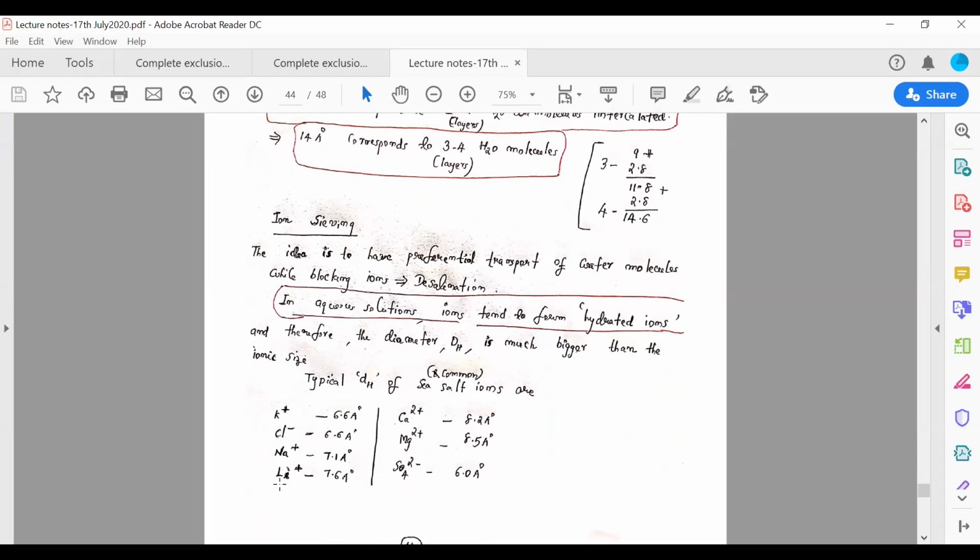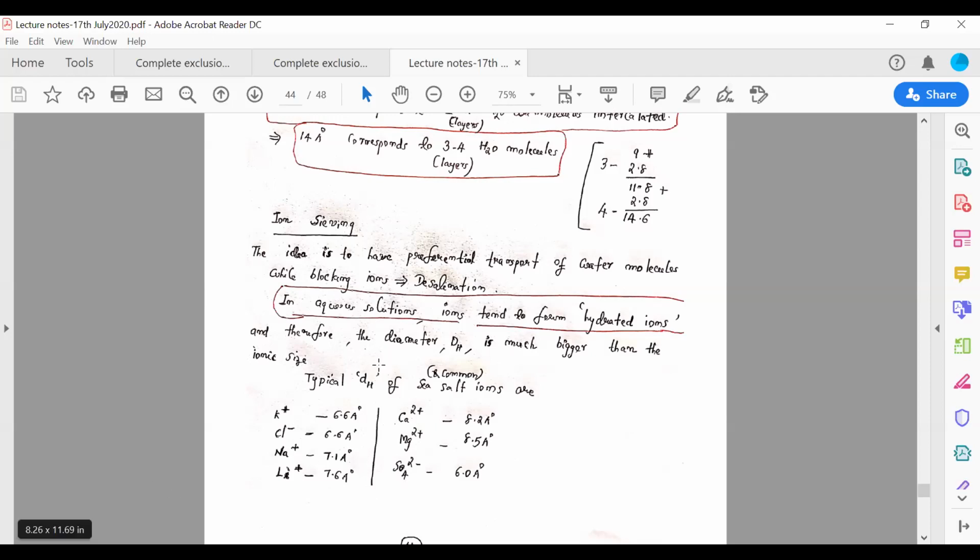But in the case of hydrated ions, the sizes are something like this, because we know that the water molecule size is 2.8 Angstrom. So you can imagine that on both sides you have a water molecule. Okay, so the diameter now has to be at least 2.8 plus 2.8, that is 5.6, plus the ionic size. So that will give you an estimate of the hydrated ionic size.